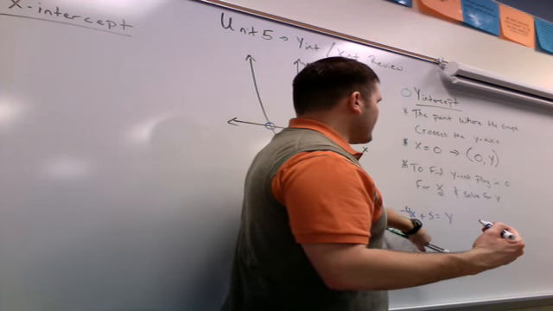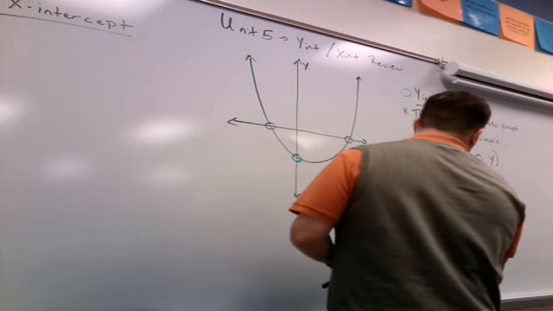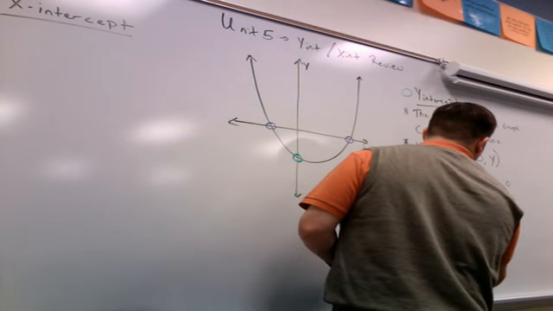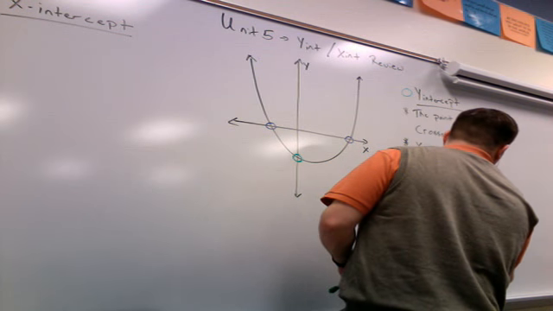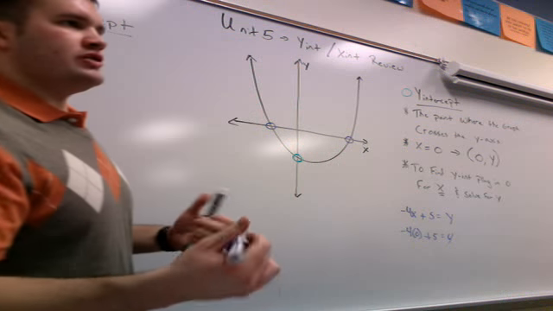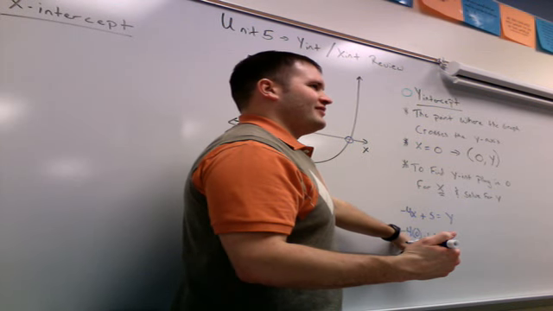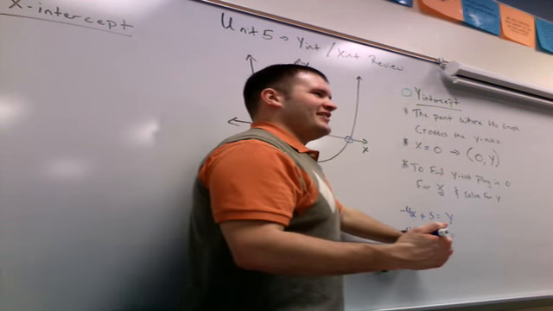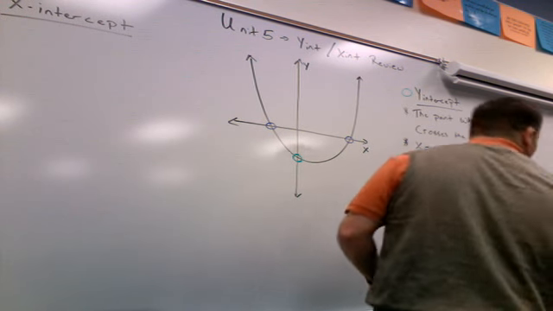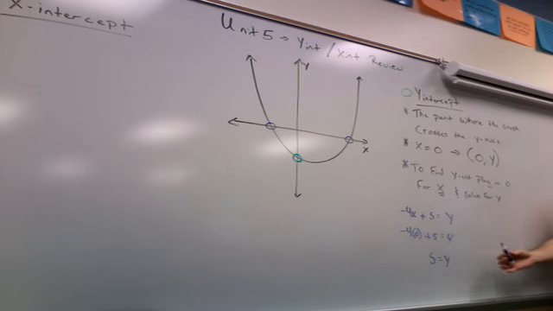To find our y-intercept, what do we have to do here? Plug in what for x? 0, right? So it's going to be negative 4 times 0 plus 5 equals y. What's negative 4 times 0? 0, right? So we end up with 0 plus 5, which is 5, right?